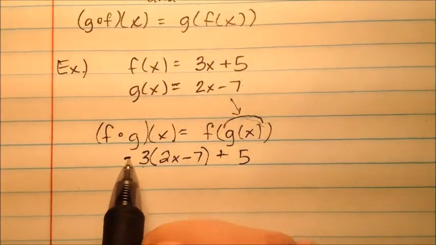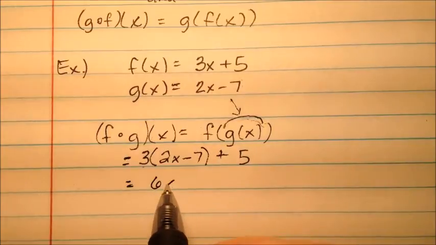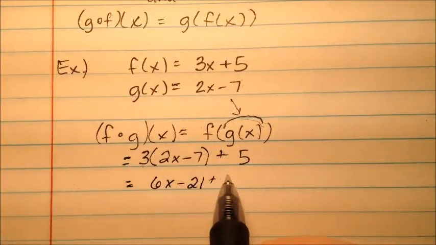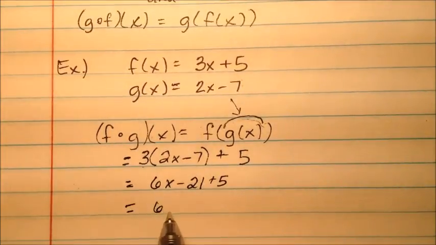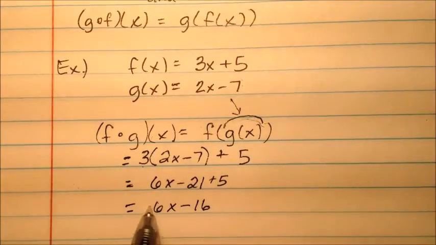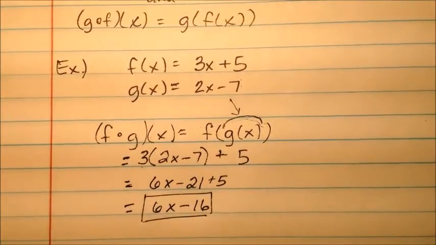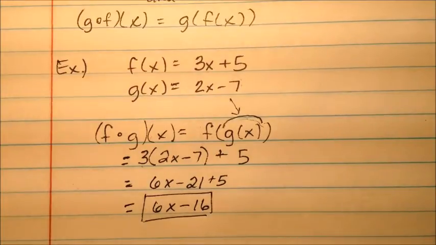So then we can just simplify it. We have 6x minus 21 plus 5. So it's going to be 6x minus 16. And that's going to be our f circle g.